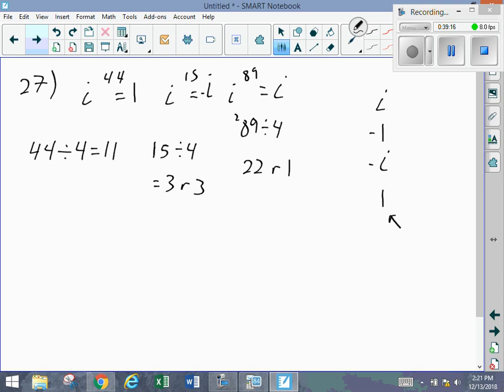Should we see the rest of them? I don't think we need to. We'll do one more. How about i to the 94th power? 94 divided by 4 is 23 remainder 2. So that means that this one is negative 1. It is not imaginary. And we'll just go through it like that.